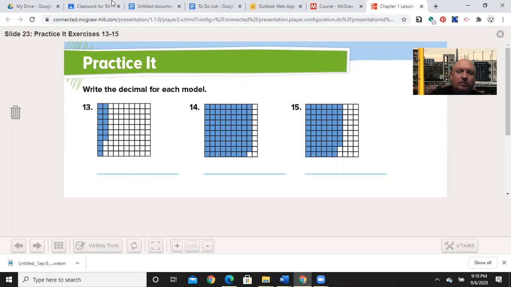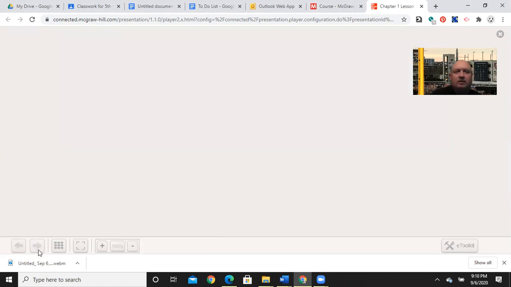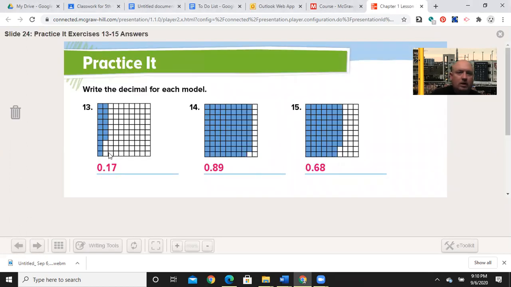Write the decimal for each one. Go ahead and pause the video, and come back when you're done. Welcome back. I'm going to hit the next slide. And in here we see that there's 1 column in, so we put a 1 in the tens place, 7 smaller ones, so 7 hundredths. So 1 tenth and 7 hundredths give us 17 hundredths, 0.17.